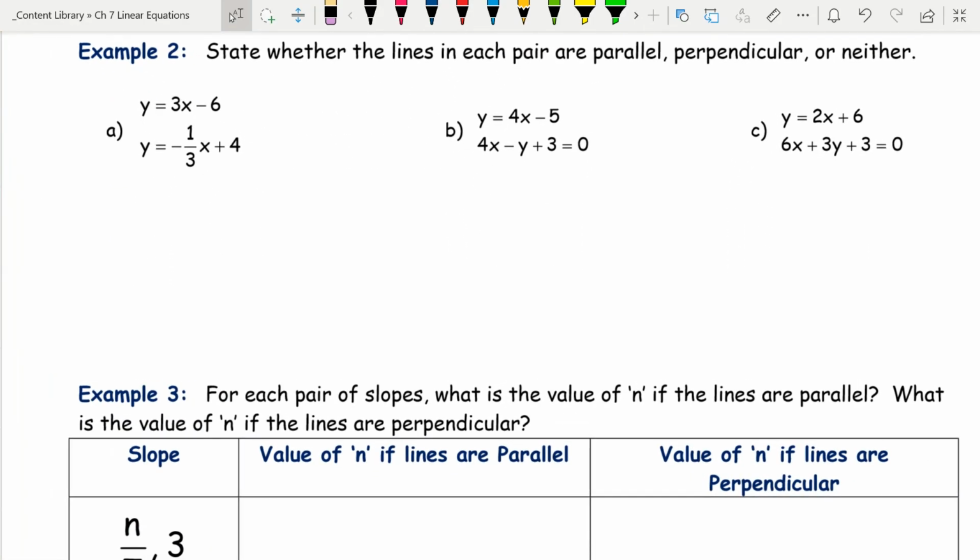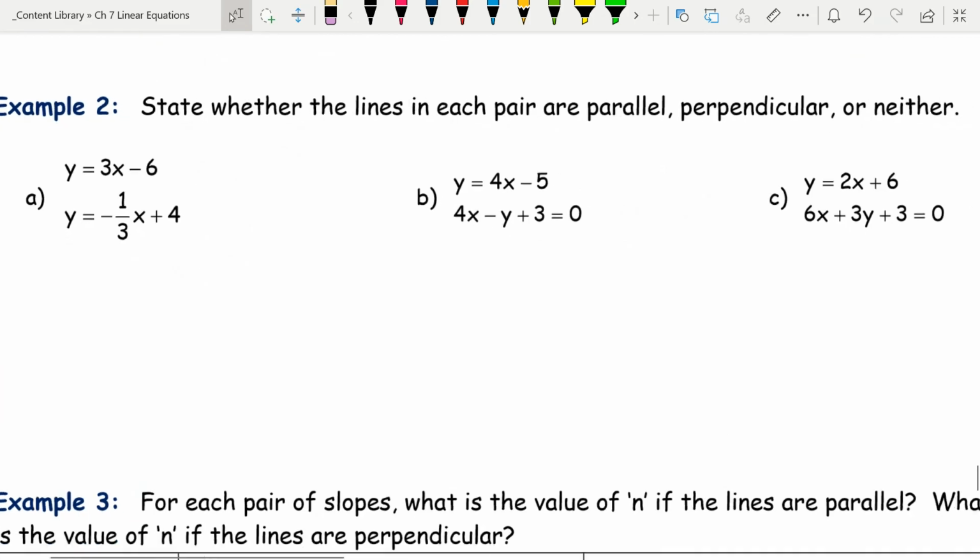All right, so example 2 just says state whether the lines in each pair are parallel, perpendicular, or neither. So we will study systems in chapter 8-9. So right now you're just looking and, by studying it, telling me whether they're going to be parallel or perpendicular.